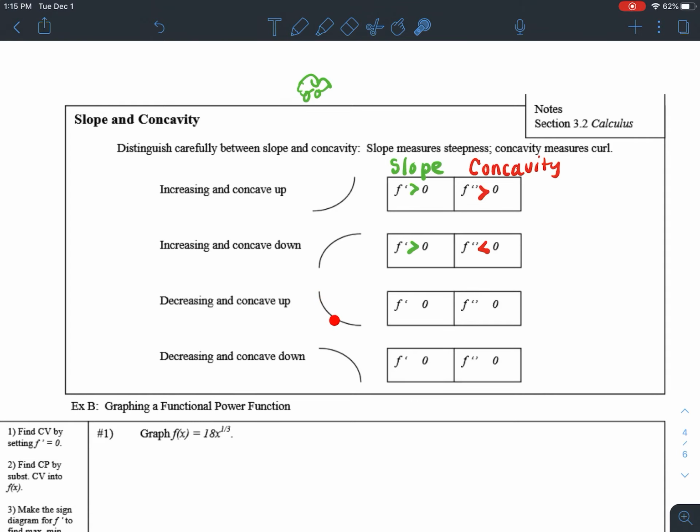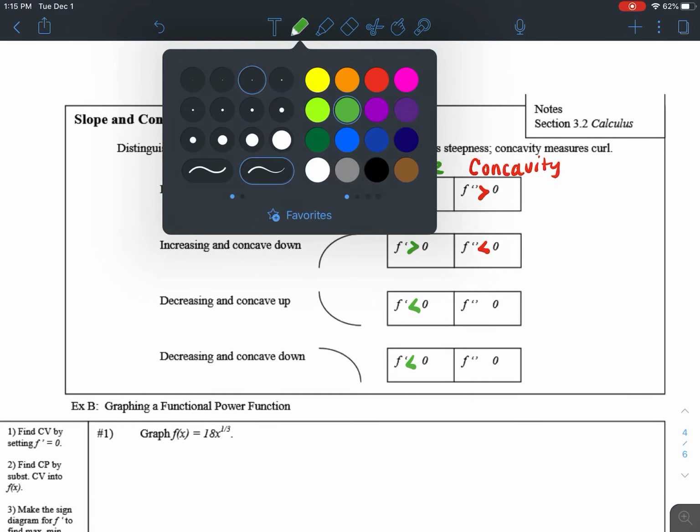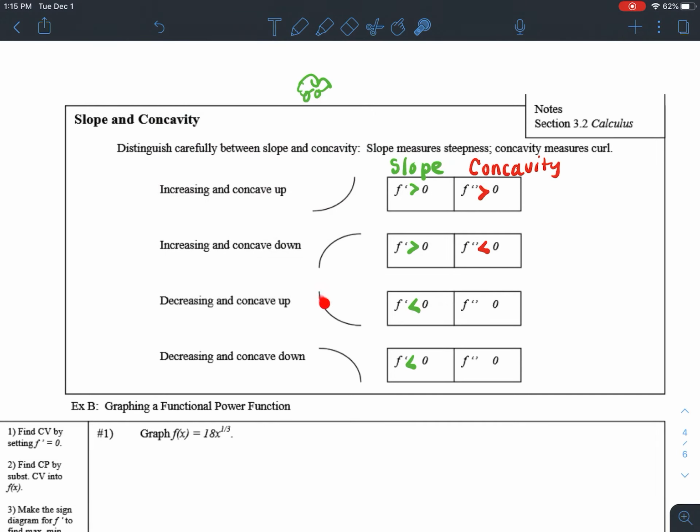Okay, in these last two pictures, again, sitting a car and rolling it along from left to right. In both of these situations, the slope is decreasing. That means the first derivative would be less than 0. But in this third example here, this would hold water. This is concave up, so the second derivative is greater than 0. Versus here, the second derivative is concave down, so it's less than 0.